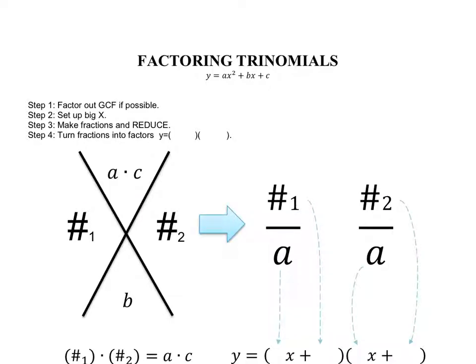All right. These are factoring trinomials. A trinomial has 3 terms, like our standard form here, ax squared plus bx plus c. And we're going to factor it. It's kind of like unfoiling.